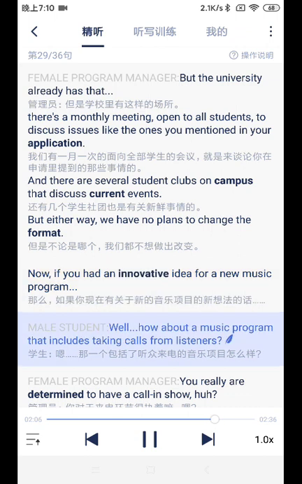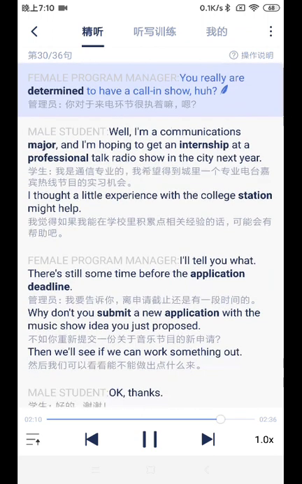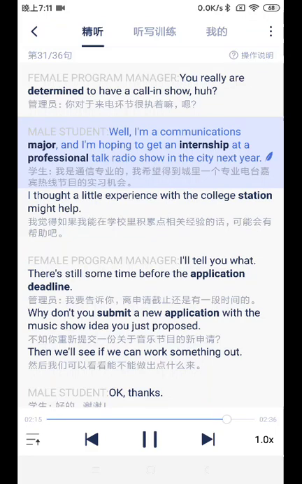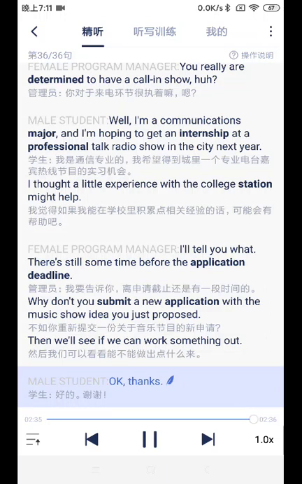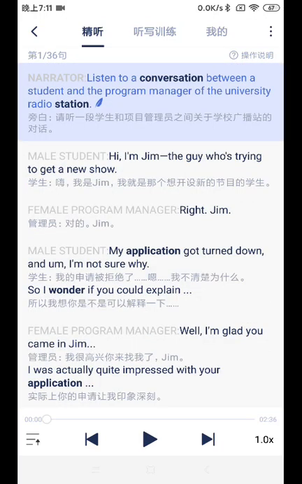Well, how about a music program that includes taking calls from listeners? You really are determined to have a call-in show, huh? Well, I'm a communications major, and I'm hoping to get an internship at a professional talk radio show in the city next year. I thought a little experience with the college station might help. Tell you what, there's still some time before the application deadline. Why don't you submit a new application with the music show idea that you just proposed? Then we'll see if we can work something out. Okay, thanks. What are the speakers mainly discussing?